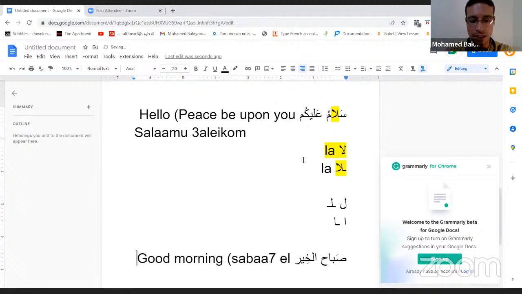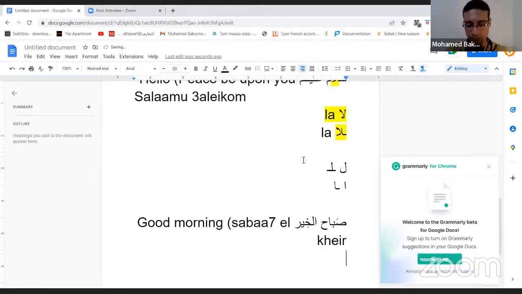صباح الخير. Here you can notice the difference, because this is a short vowel, so I pronounce it like sab. But then I have a long vowel after the ba, which is alif, so I pronounce it صباح. صباح الخير means good morning.